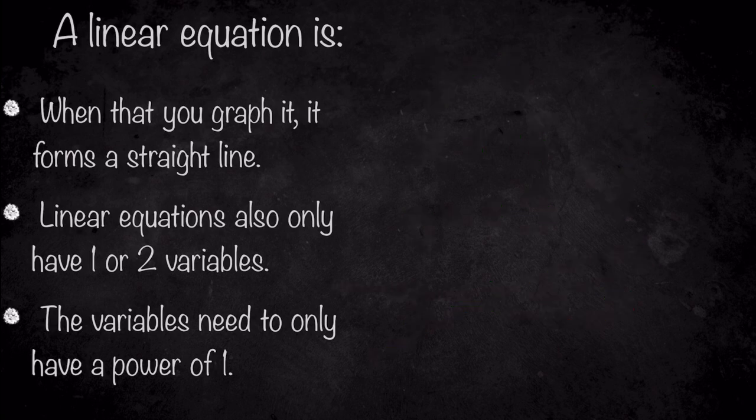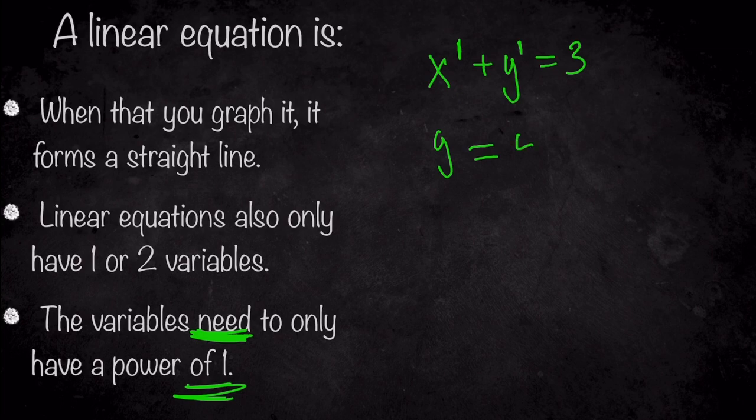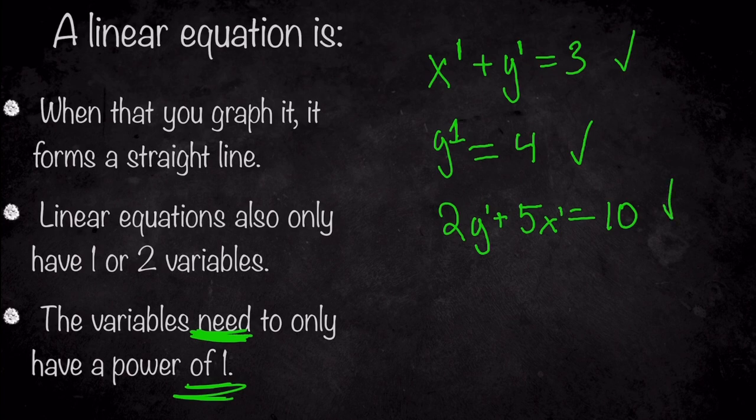Now, the last part says each variable needs to only have the power of 1. So let's say x plus y equals 3. Well, this has the power of 1 even though we don't see it, right? x or y equals 4. This still has the power of 1. 2y plus 5x equals 10. This still has a power of 1, so it still counts, right? So these are all linear equations.